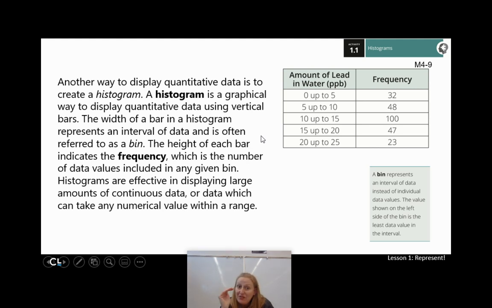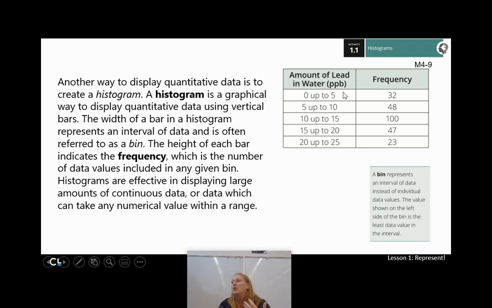Now, the height of each bar. We said that the width of the bar is the bin, right? 0 to 5. Here's my little bar. That's my bin. The height of each bar indicates the frequency. And frequency just means the number of data values included in the given bin.